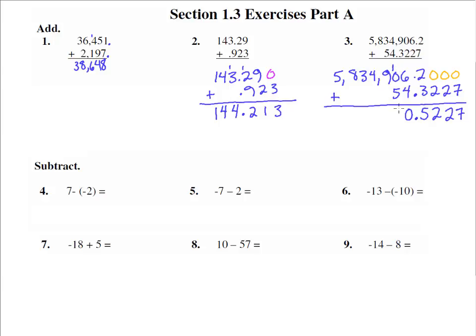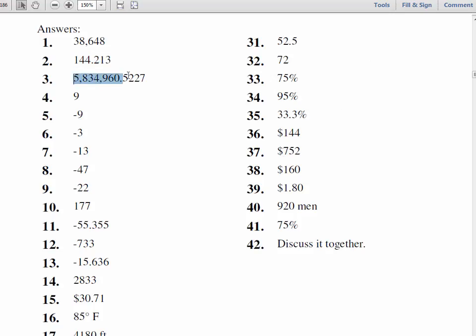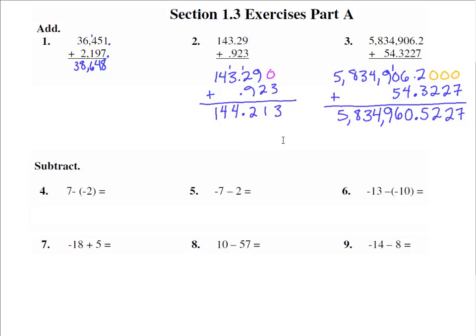1 plus 0 plus 5 is 6. 9 plus 0 is 9. 4 plus 0 is 4. 3 plus 0 is 3. 8 plus 0 is 8. And 5 plus 0 is 5. And let me see, we got a comma there and a comma there to separate the numbers. 5,834,960.5227. And we check our answer in the back of the book, or on that next page.